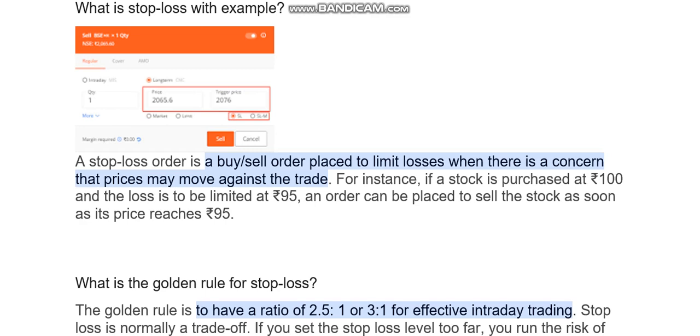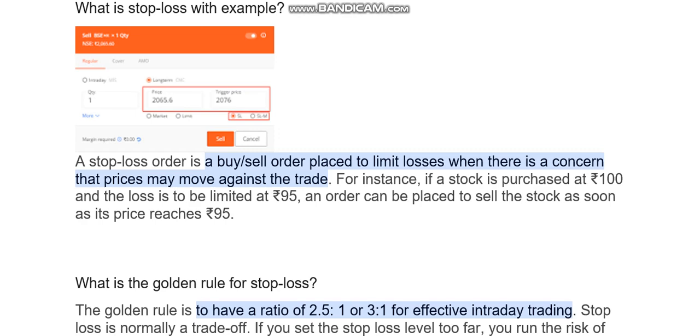What is stop loss with example? So here stop loss has been set. The quantity is 1, the price is 2065.6 and the trigger price is 2076. So this is the stop loss price. When the price reaches 2065.6 rupees, the order will exit automatically at market, and the trigger price for this is 2076. It means when the price starts dropping below 2076, anywhere between 2076 and 2065, the market will sell this security.